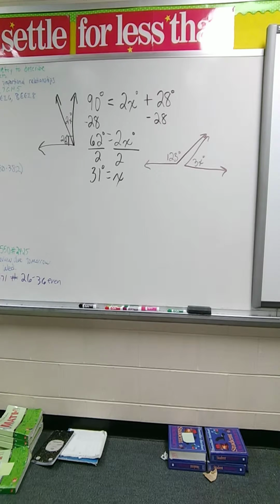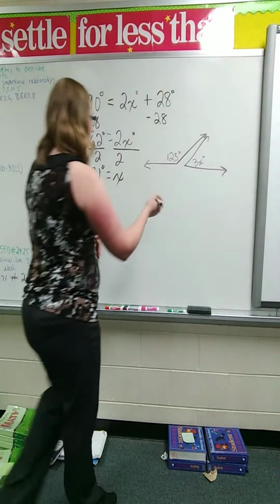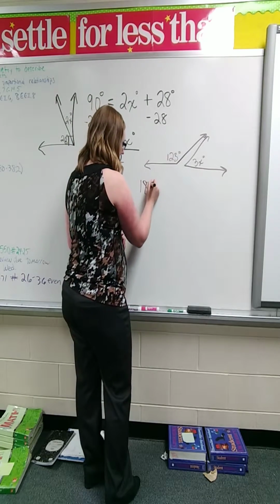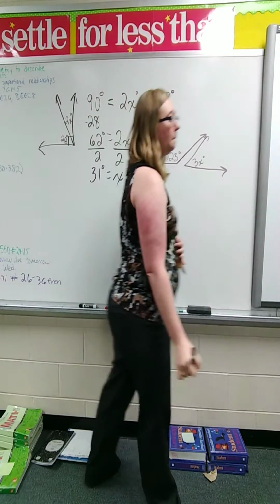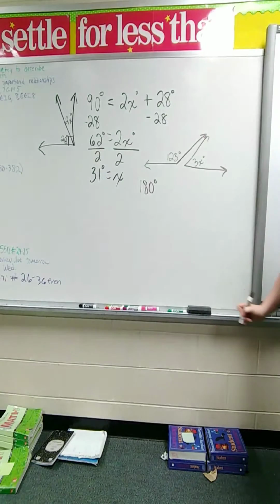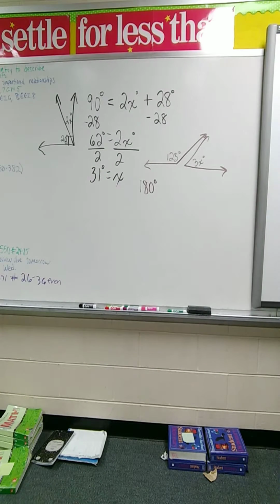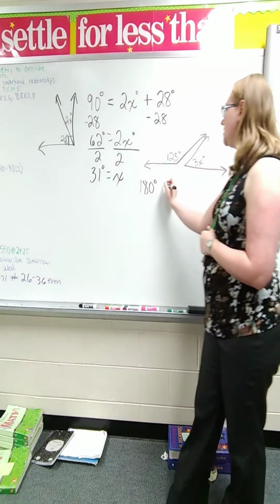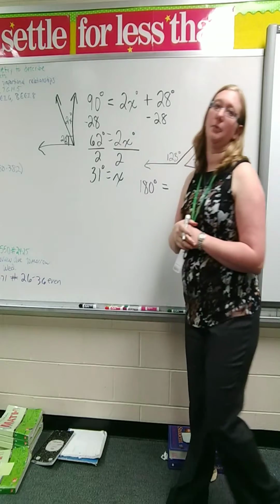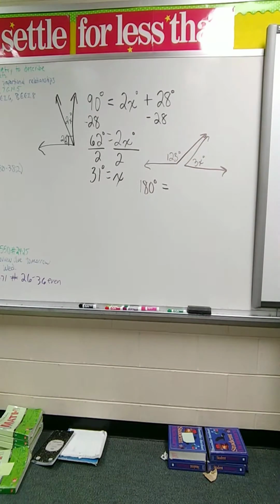Yes, ma'am. They don't equal 90 degrees. What do they equal? 180 degrees. Unless we have to write the equation first. Okay, so if these two combined equal 180 degrees, what do we put on the other side of my equal sign?